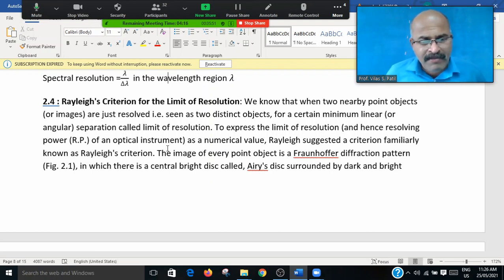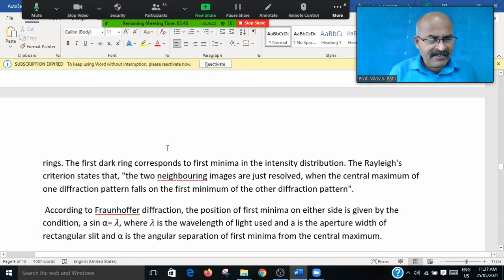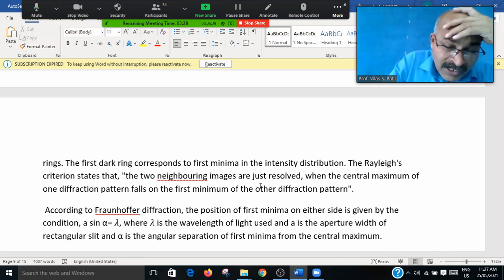The image of every point object in Fraunhofer diffraction has a central bright disk called the Airy disk. The central bright disk is known as the Airy disk, and it is surrounded by dark and bright rings. The first dark ring corresponds to the first minimum of the intensity. The Rayleigh criterion states that two neighboring images are just resolved when the central maximum of one diffraction pattern falls on the first minimum of the other diffraction pattern.